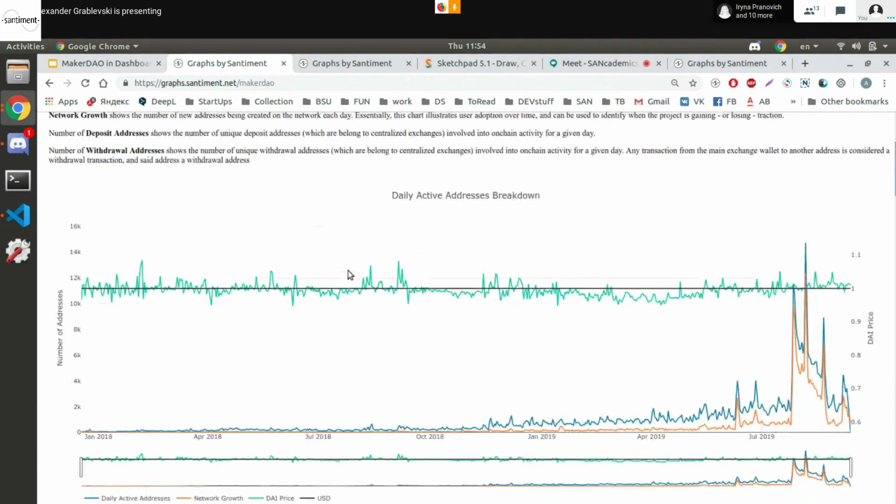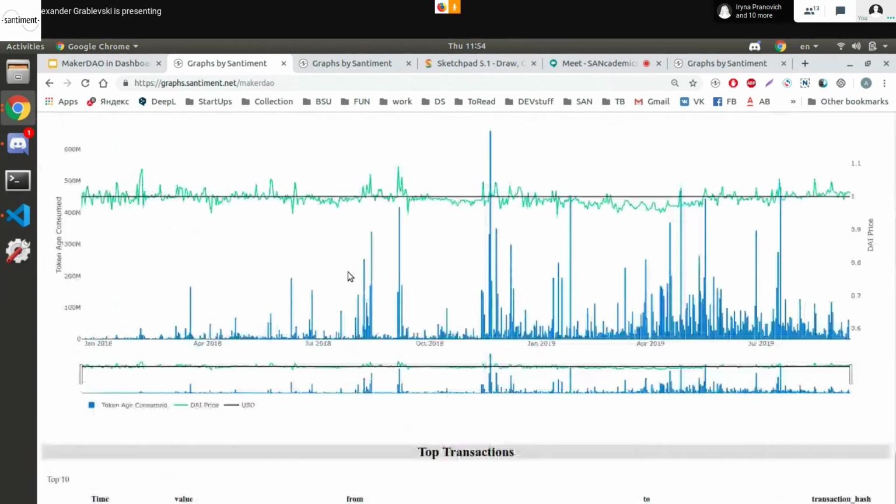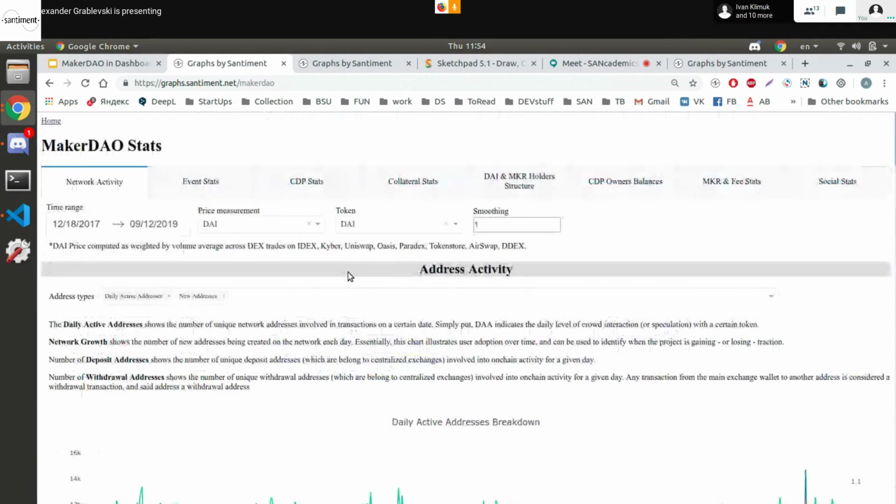MakerDAO stats is one of the most complicated things for MakerDAO that I've ever seen. And its advantage is that it takes a lot of metrics in a single place, so you don't have to jump between different sources like Maker tools or DeFi pools or something else. You can get any popular metrics from the Maker community just here. The structure of the app is quite simple. We have a bunch of metrics split by tabs: network activity stats, event stats, CDP stats, etc. And each tab contains different metrics.